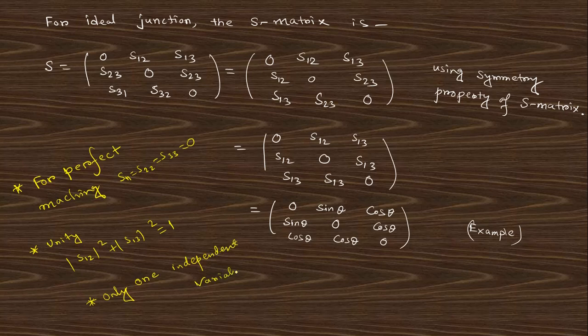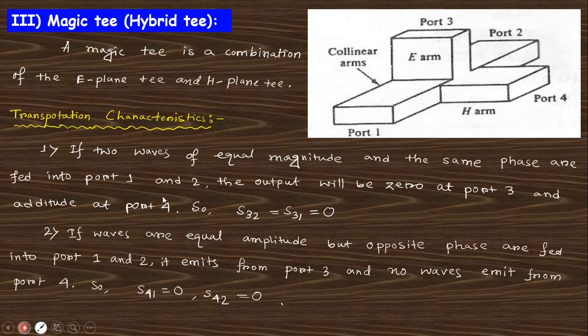There is only one independent variable, and this can be written as sin theta and cos theta, because you can see here sin squared theta plus cos squared theta is 1. So we satisfy this relation, S12 squared plus S13 squared is 1. So this relation and this relation also satisfy. So we can take an example as this matrix. You can see here there is only one independent variable, which is theta. Clear? Go to the next one, which is the magic tee.